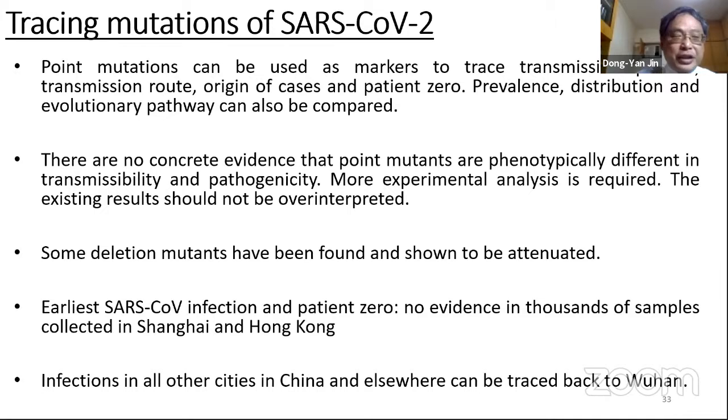However, there is still no concrete evidence that these point mutants are phenotypically different in transmissibility or pathogenicity. And more experimental analysis is required. The existing results should not be overinterpreted. There are maybe one or two studies doing a very quick comparison in cultured cells, but that is still not sufficiently convincing. Currently, there is just no evidence. And it is widely believed that one vaccine could protect against all the different existing strains of SARS-CoV-2. However, some deletion mutants are more noteworthy, particularly those that turn out to be attenuated.